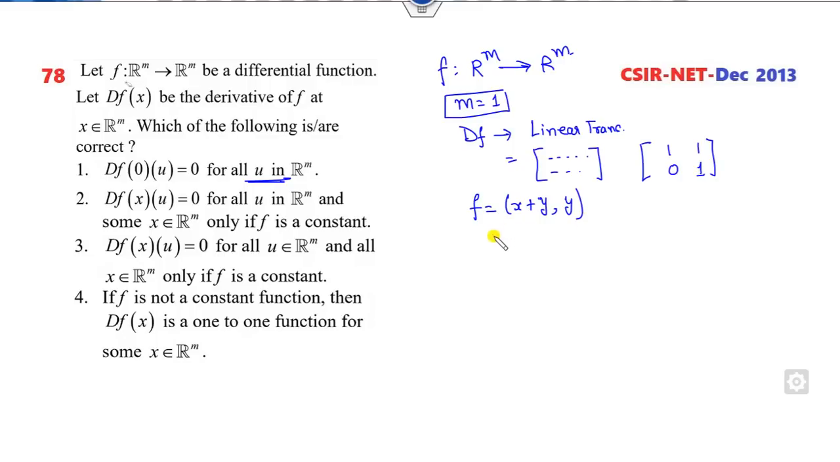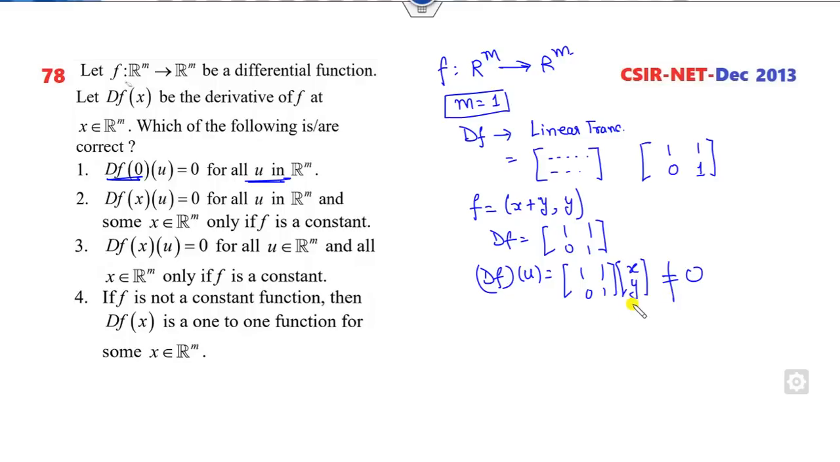So what is the D of f? This is 1 1 0 1. So it is independent of x and y. So D of f at 0 is this. Can this be 0 if I multiply it by any u, say x comma y? Is it 0 for all? It will not be 0. You can simply take x as 1, y as 1. It is non-zero. So the for-all option is cancelled out.